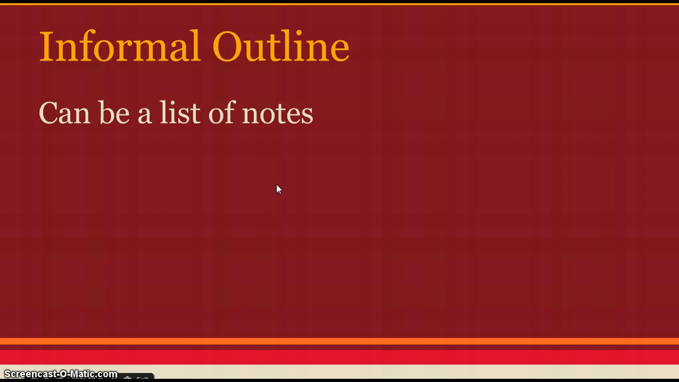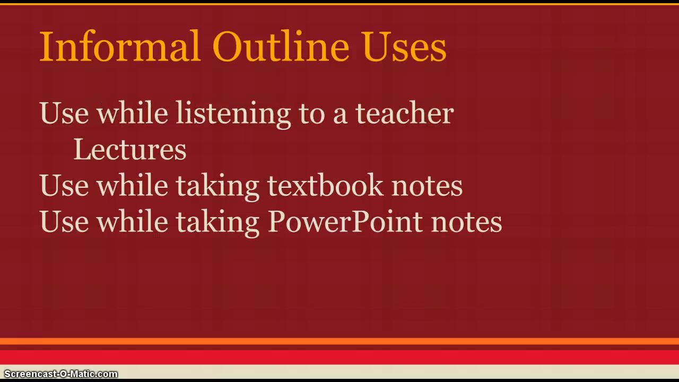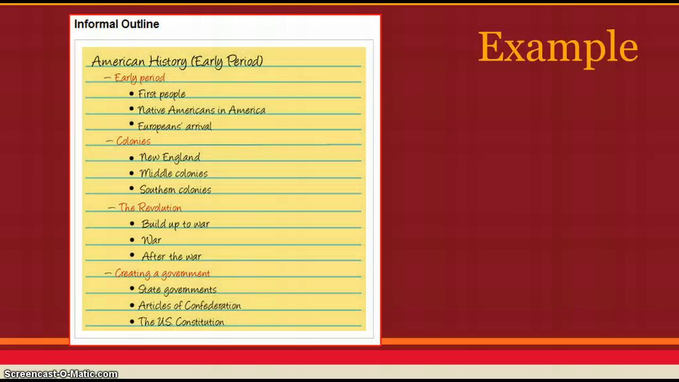Informal outline. This is a great thing to use for your notes. You know, when you're taking Cornell notes, your Cornell notes should follow an informal outline. So they're good for using when a teacher is lecturing and you want to take down the points from that lecture. It's great for textbook notes, and it's also great for PowerPoint notes. For example, you should be using an informal outline as you're taking these PowerPoint notes.